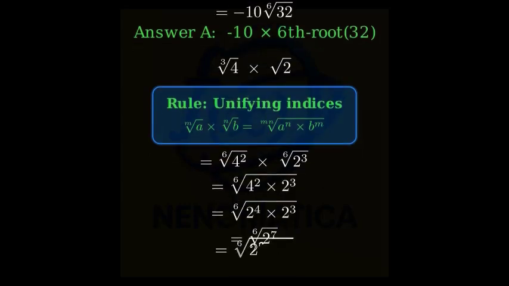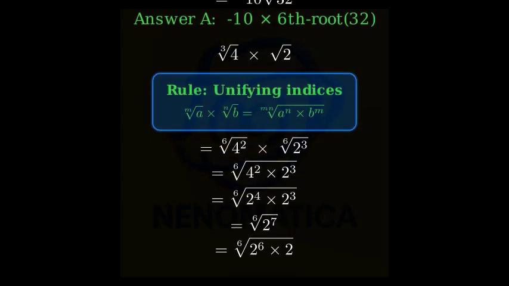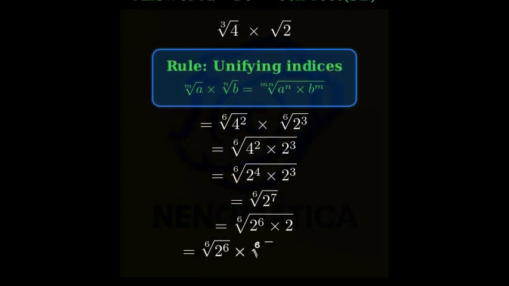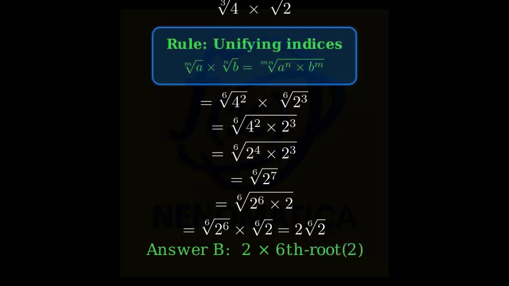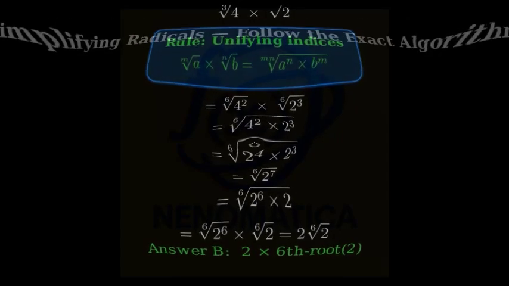Factor out 2 to the sixth from inside the sixth root. Take the sixth root of 2 to the sixth to bring out a factor of 2 and finish. So the simplified form of problem B is 2 times the sixth root of 2.